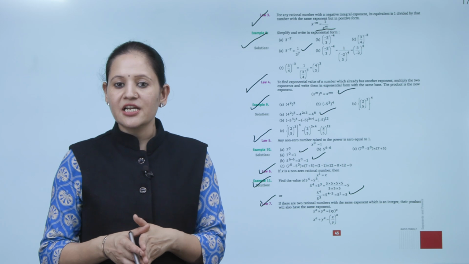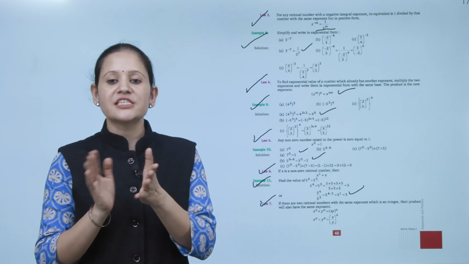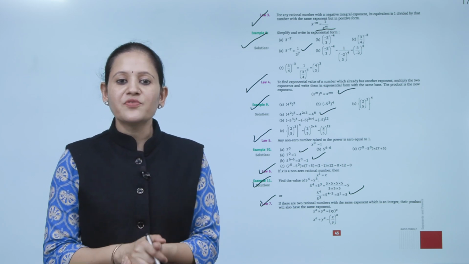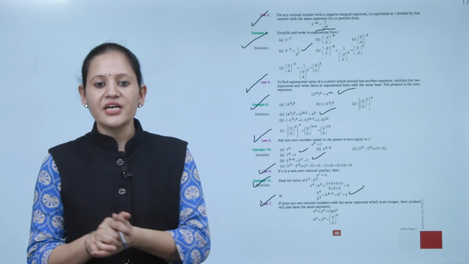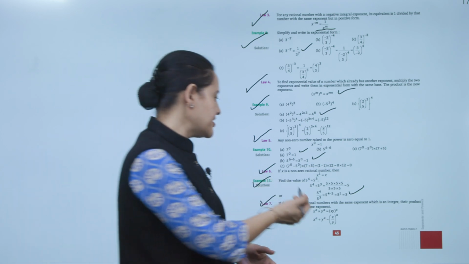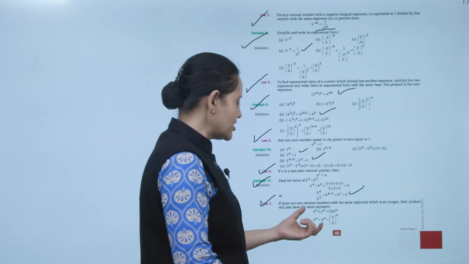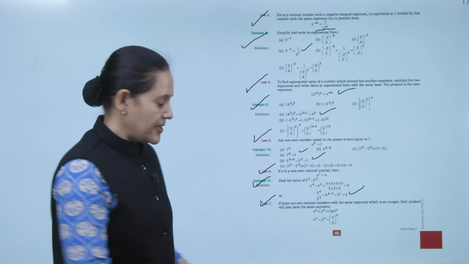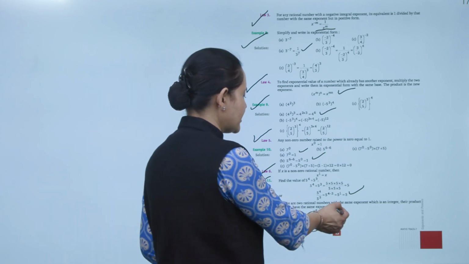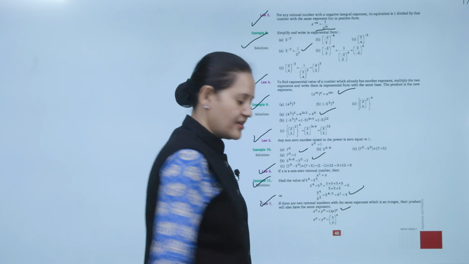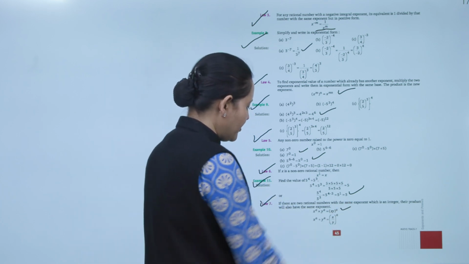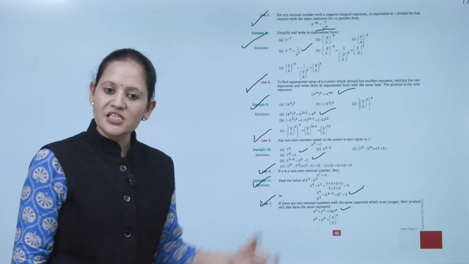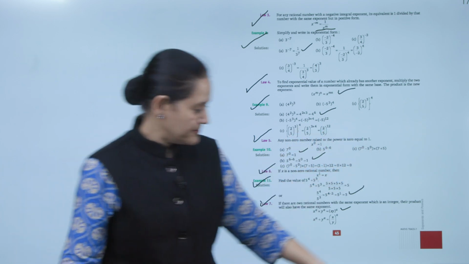Next, law 7. If there are two rational numbers with the same exponent which is an integer, their product will also have the same exponent. x to the power a multiplied by y to the power a. So what is the exponent? The power is the same. So simply we'll write their product. The product of the bases will be x into y and the same power a. Clear? Like x to the power a divided by y to the power a, that is equal to x upon y whole to the power a.